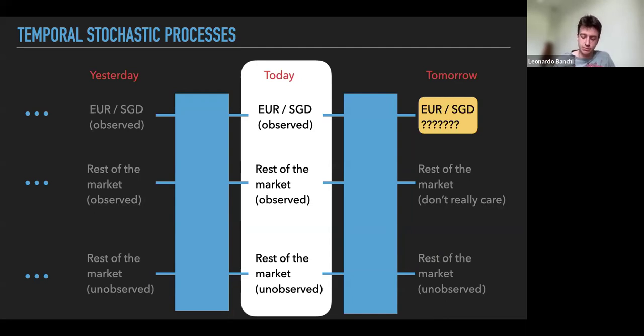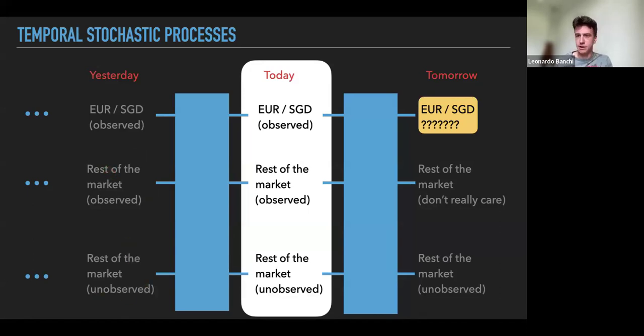And so we observe also some part of the market, but we cannot observe everything. There will be something that we simply don't have the resources to check. We can do that today, but we can also read what happened in the past. Again, we can look at the euro versus SGD value. We can also check part of the market.